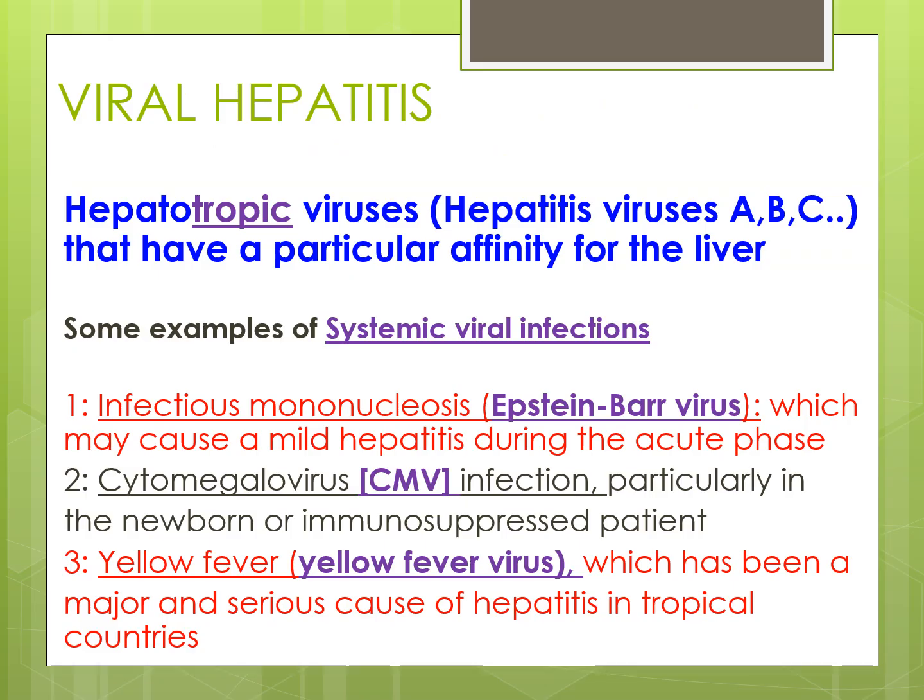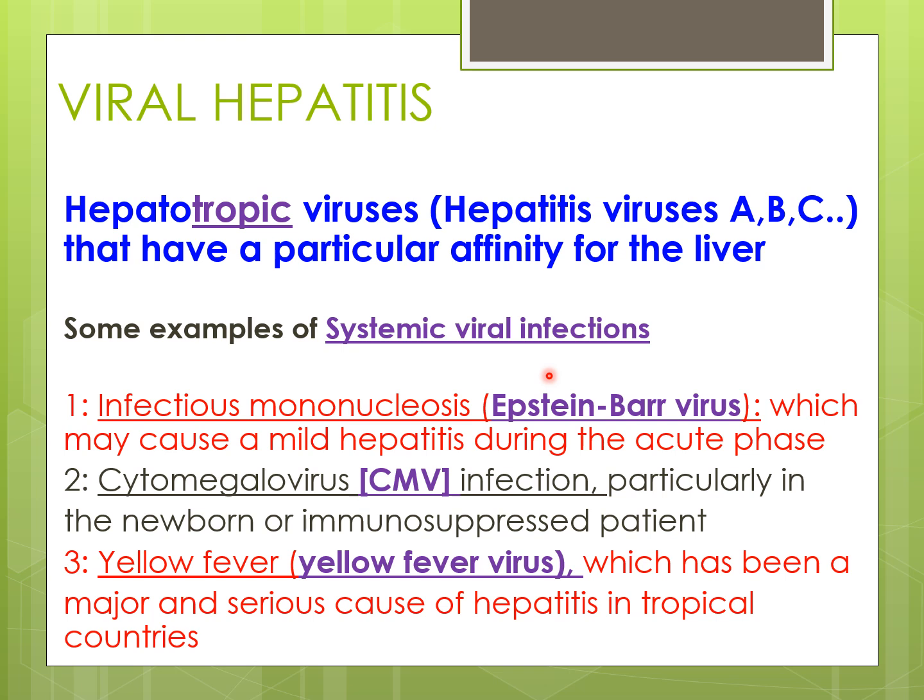So now coming to the actual main topic. Viral hepatitis is because of the hepatotropic viruses, hepatitis A, B, C, D, etc. They are called tropic because they have particular affinity for the liver cells. But we should also know what other viruses can be affecting. What other viruses affect the liver which are not hepatotropic? These are the systemic viral infections that will also affect the liver.